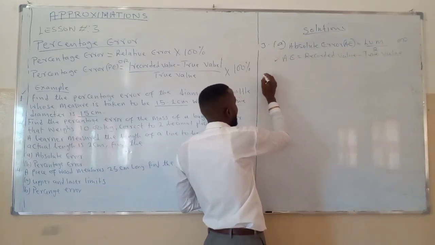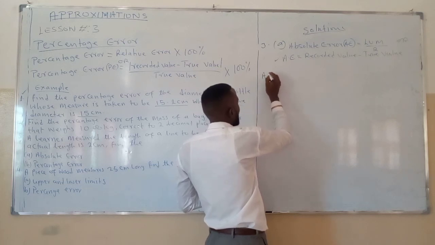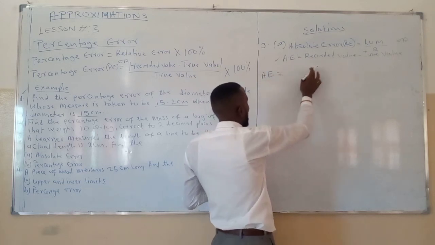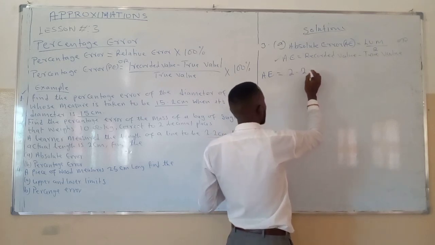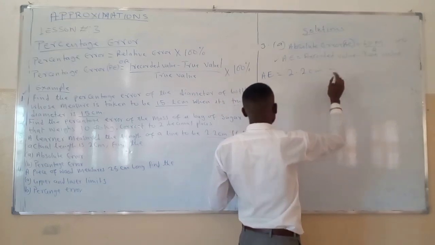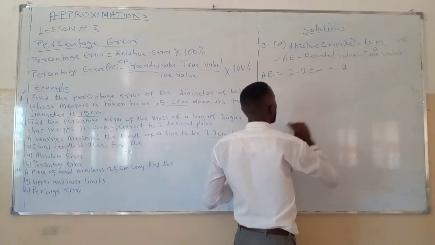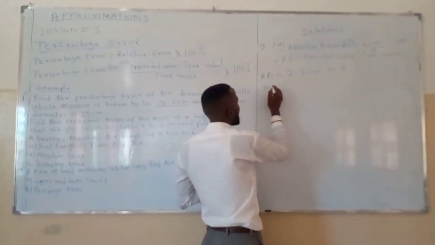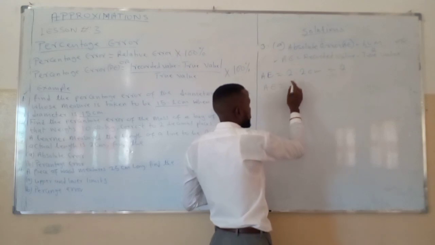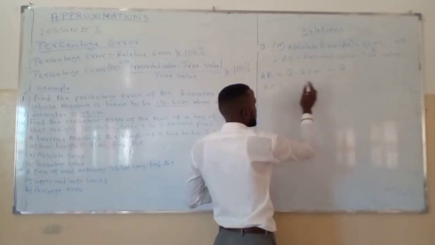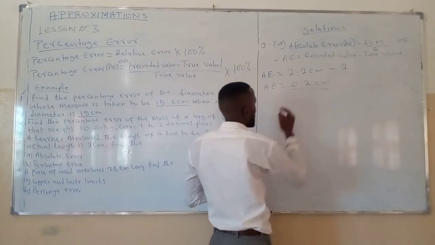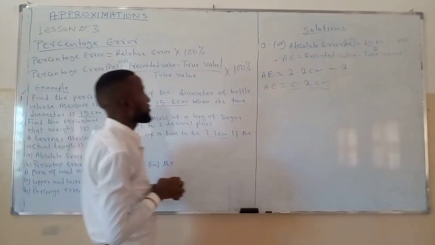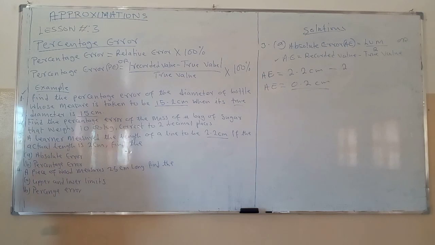So now, for me to find the absolute error, what is my recorded value? It is 2.2 centimeters minus, what is my true value? 2. Then what is my absolute error in this scenario? It is going to be 0.2 centimeters. That is my absolute error in this scenario.